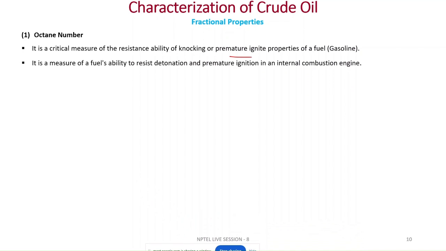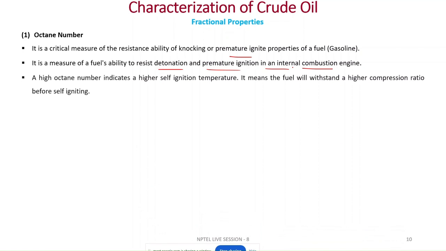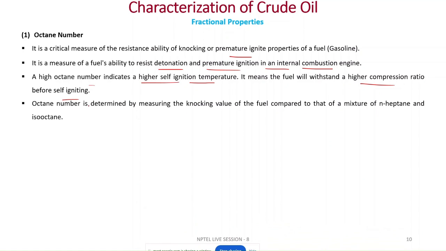It is a measure of the fuel's ability to resist detonation or premature ignition in an internal combustion engine, or IC engine. A high octane number indicates a higher self-ignition temperature. It means that the fuel can withstand a higher compression ratio before self-igniting. Octane number is determined by measuring the knocking value of the fuel compared to a mixture of N-heptane and isooctane.